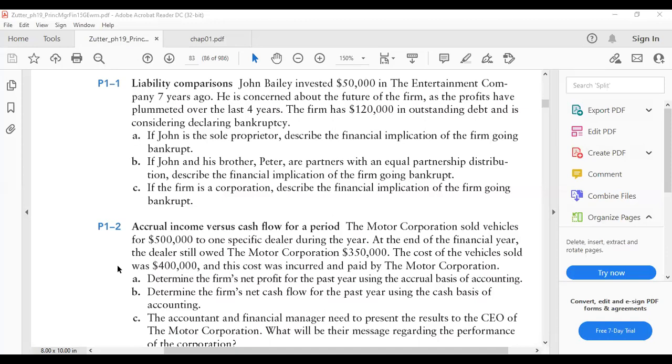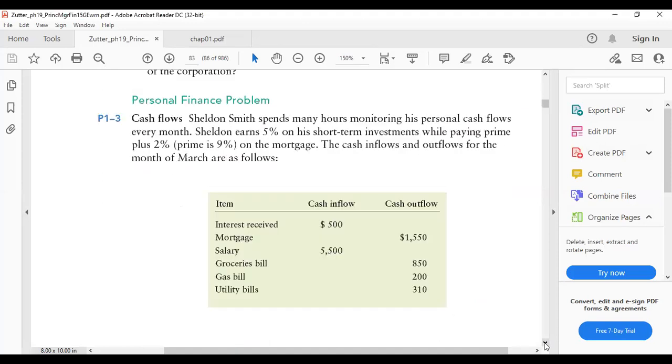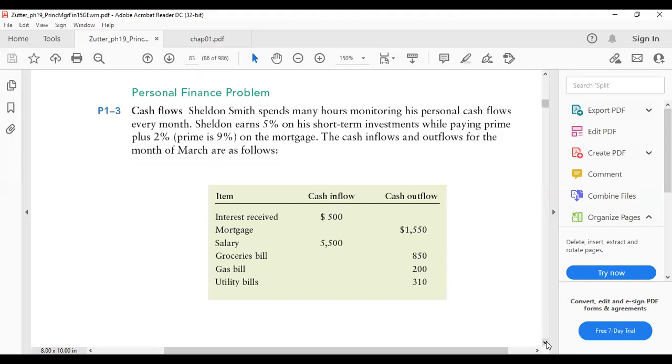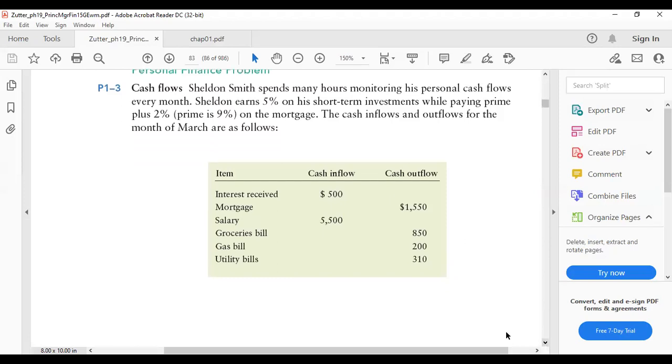If you have done copying this one, let's proceed to P1-4. This is similar to the slides earlier. You simply calculate the inflows and the outflows as well and make a comment. Okay, this one is on personal finance. Your guide in answering this is the slide, of course, the presentation earlier.